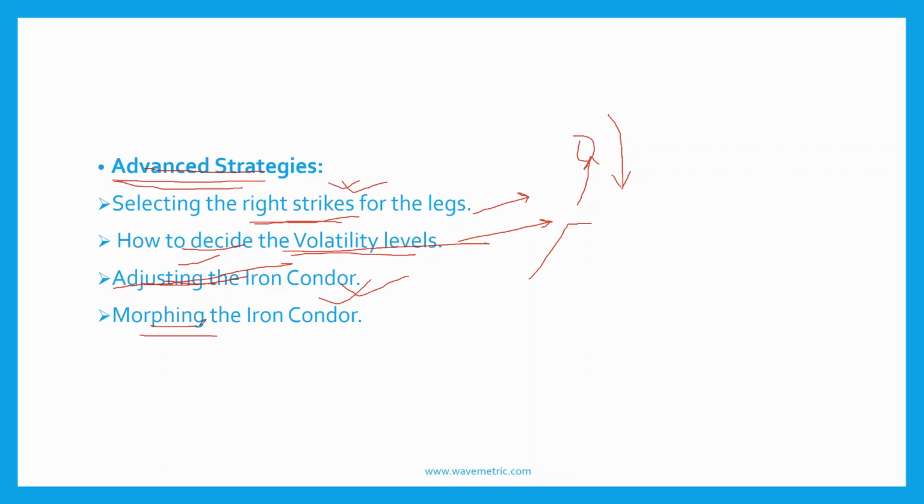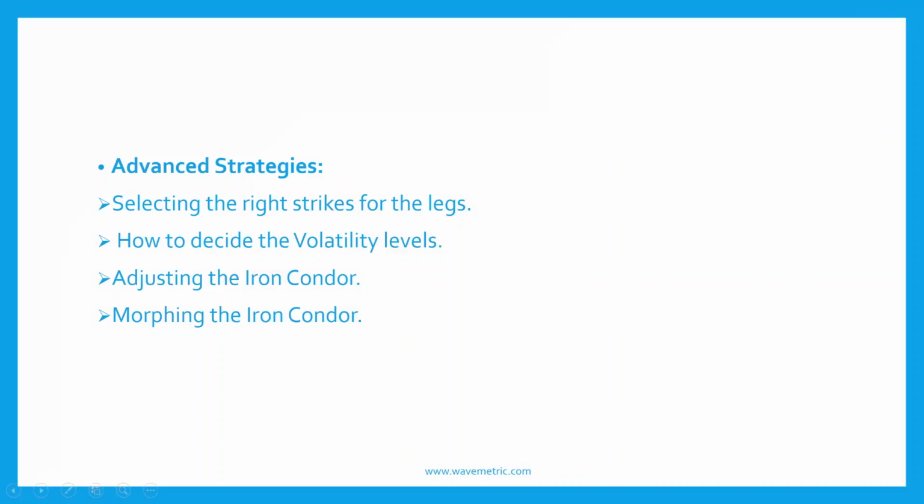And then morphing the iron condor. Suppose you have selected the iron condor strategy when the volatility is high, and during the month some event occurs in which the volatility becomes very high. Now what you have to do at that time is change your iron condor strategy to a short strangle or short straddle strategy, or maybe some other high volatility strategy, right? So this is the morphing of the iron condor strategy. What strategies we have to choose at that time, how we are going to morph our strategy, what strikes we have to choose, and how we will proceed, that is discussed very deeply in our courses.